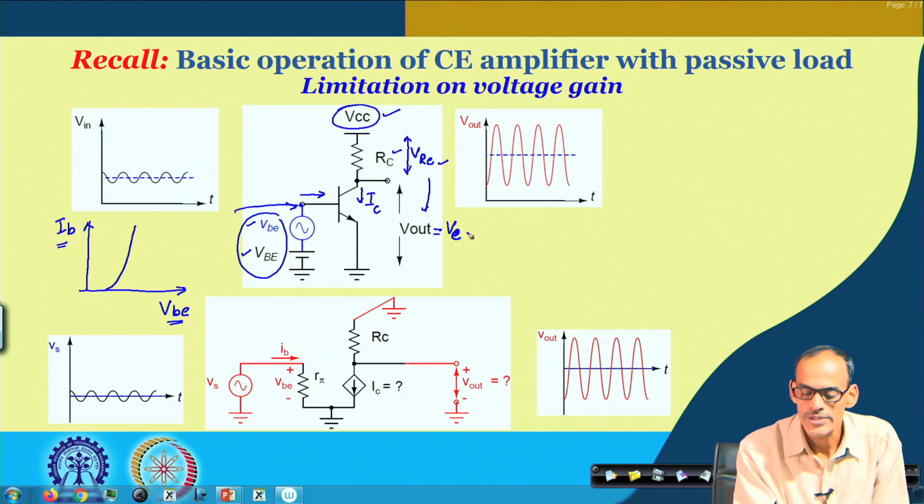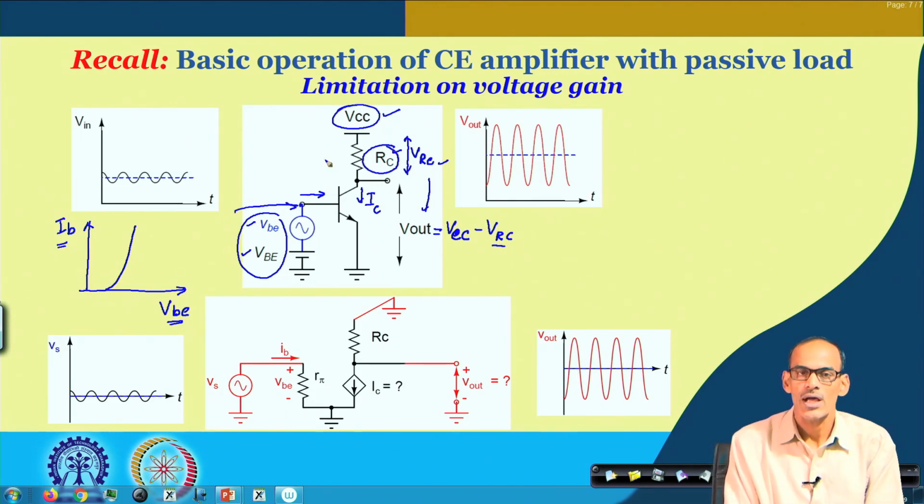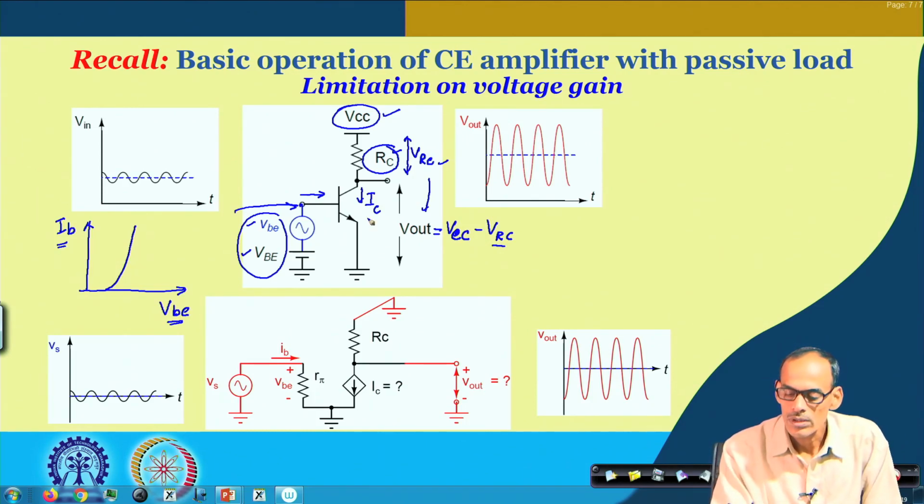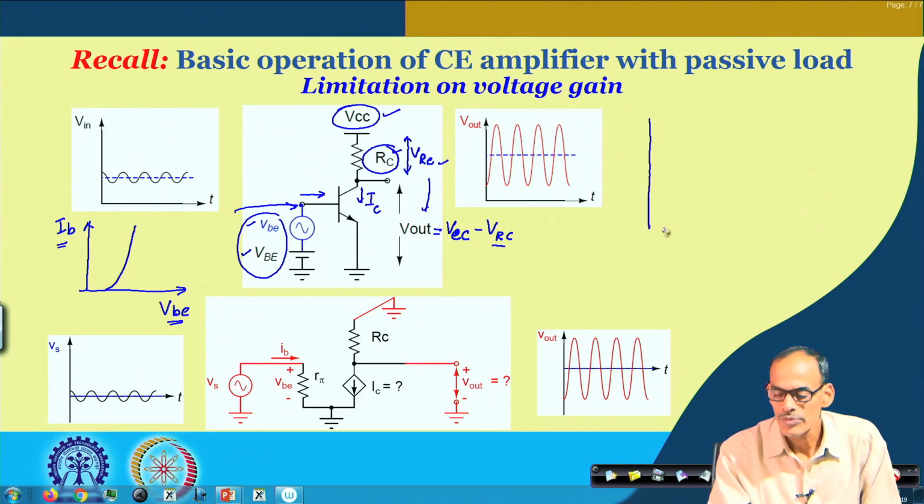So, this is VCC minus VRC, and this VRC, as I said, has the expression RC multiplied by IC. So, pictorially, if you see the output port characteristic, namely if we sketch IC versus Vout.